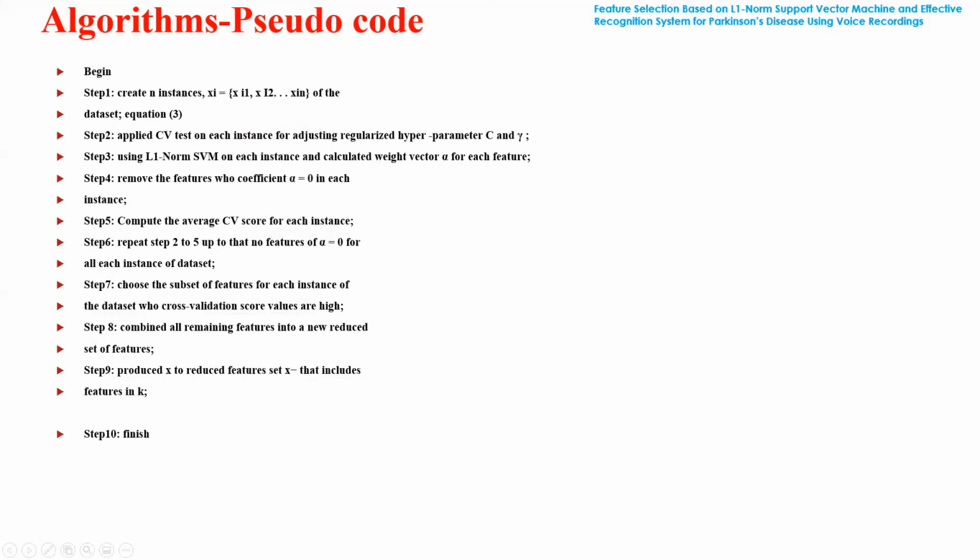of the dataset. Seventh one, choose the subset of features for each instance of the dataset whose cross validation score value is high. Step 8, combine all remaining features into a new reduced set of features. Ninth one, produce X reduced, the feature set of X that includes features in K. Last is the 10th one, finish.